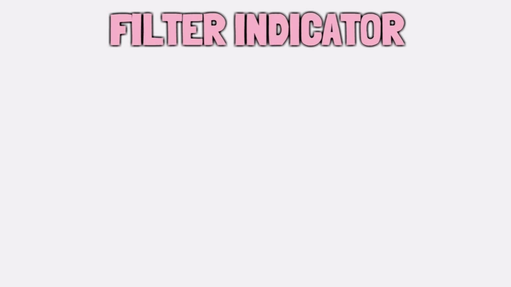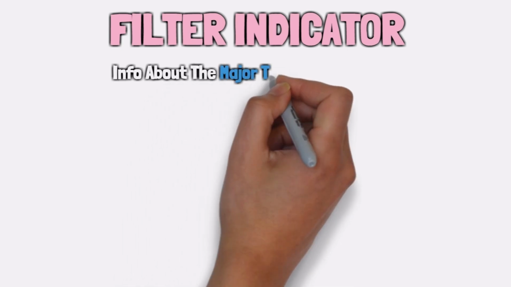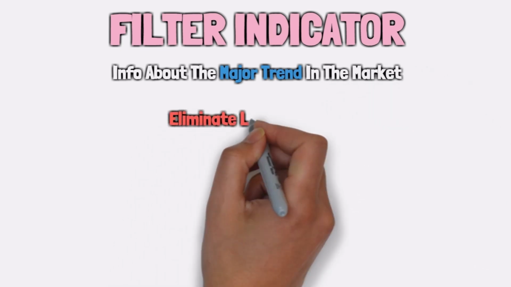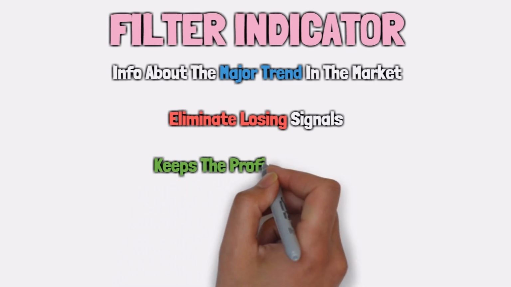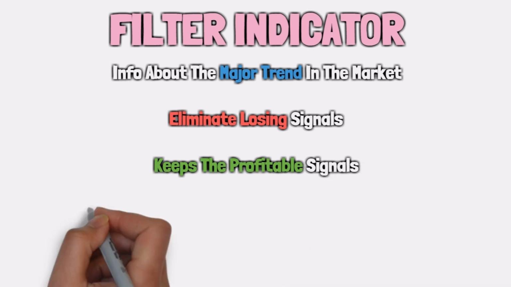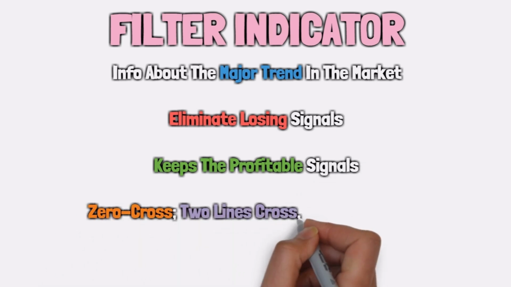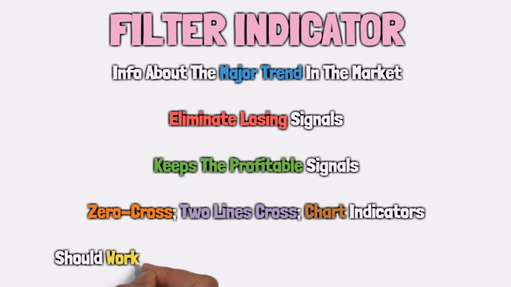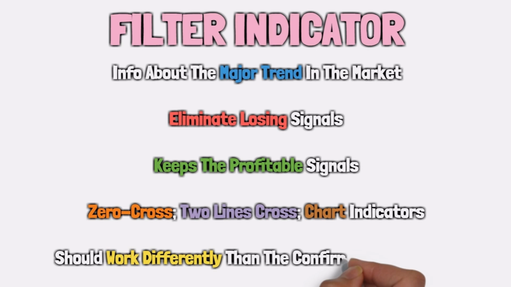A filter or secondary confirmation indicator is an indicator that provides information about a major trend present in the market, which should eliminate the largest number of false and losing signals given by the entry or confirmation indicator, while maintaining the profitable entry signals. It can be a zero cross, a two lines cross, or a chart indicator, but usually we should look for an indicator that works differently than our confirmation indicator, so that our final trading system is as efficient as possible.